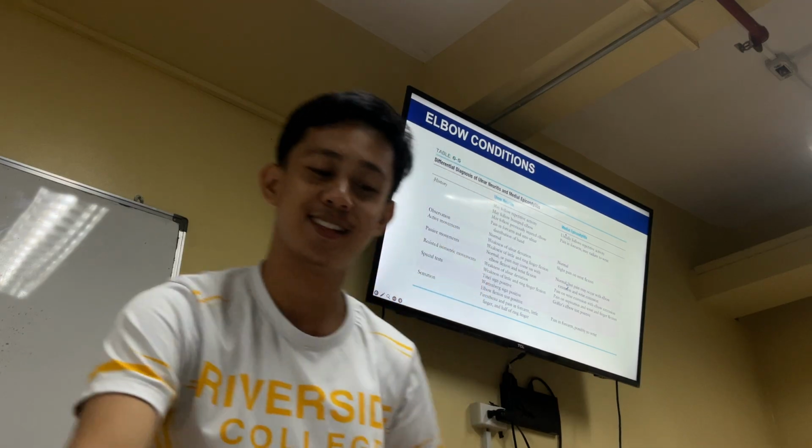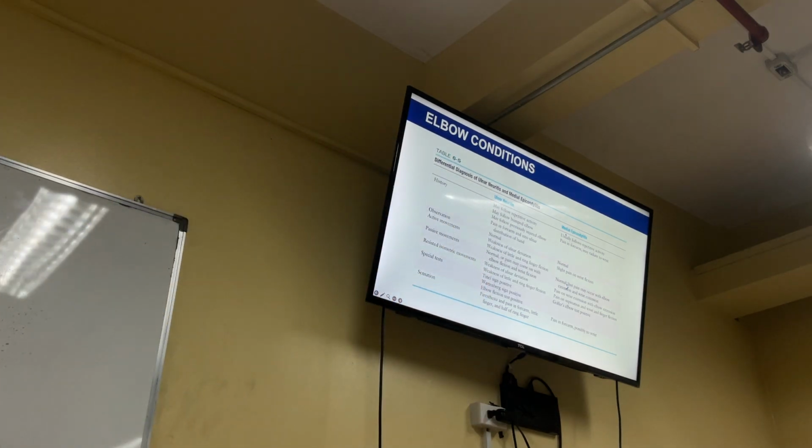We're done with your elbow conditions. There are only four: your medial epicondylitis, lateral epicondylitis, your radial head dislocation. You can also include nursemaid elbow or pulled elbow, since there will be inferior subluxation of your humeral head, your olecranon bursitis, and your ulnar collateral ligament sprain.